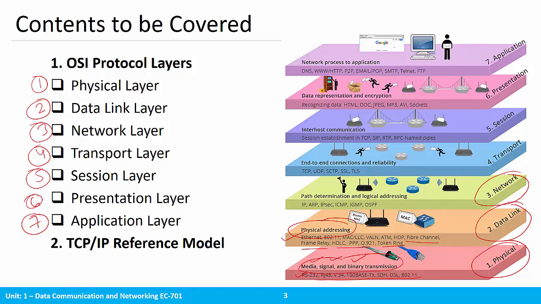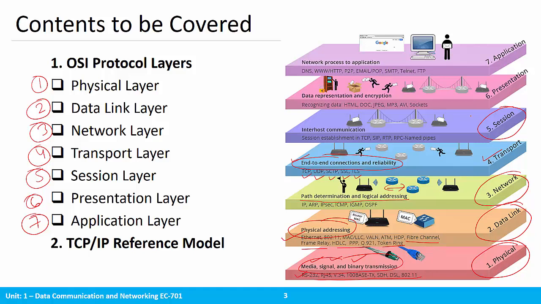And similarly, the third layer, which is called the network layer, is responsible for path determination and logical addressing between the different hardware, right? So that is the third one. The fourth one is the transport layer. The transport layer ensures reliability of the network and the end-to-end connection, and the different terms which we will see are TCP, UDP, SCTP, SSL, TLS, and so many other things.